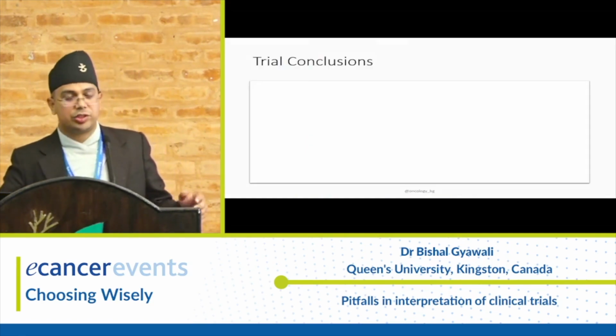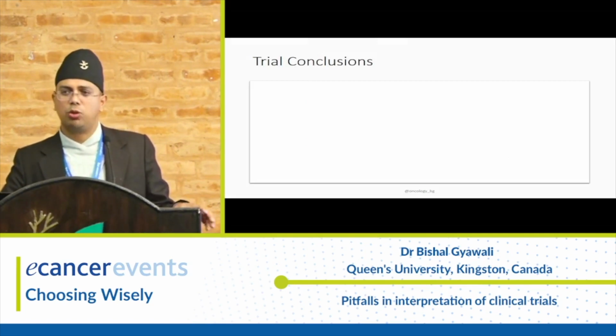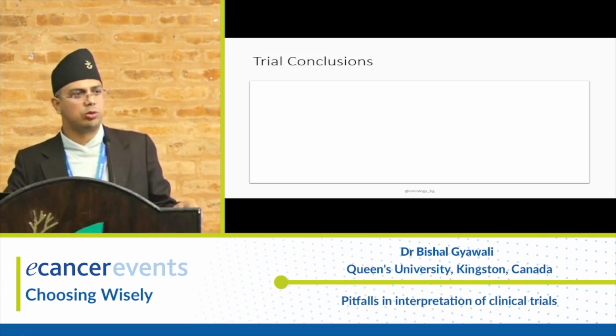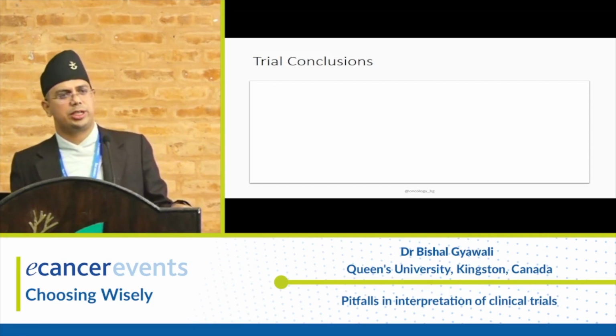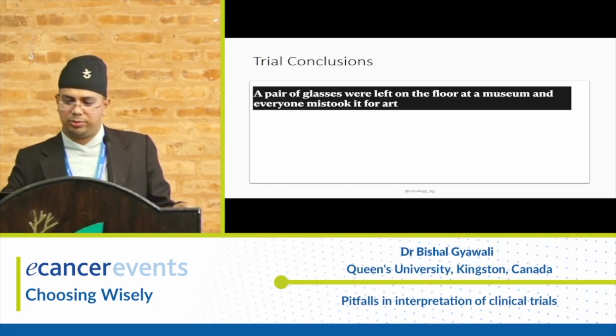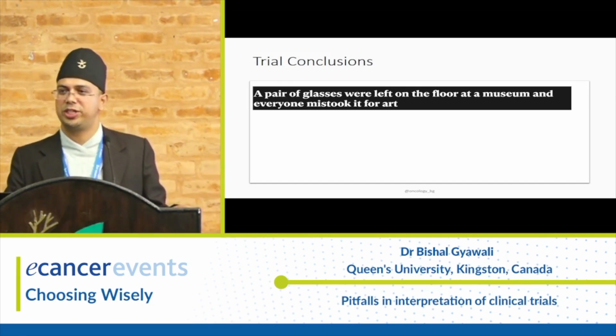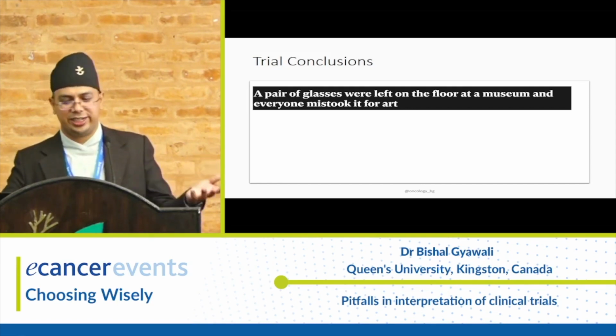Okay. Then trial conclusions. When do you read the trial conclusions? I think that you should make your own conclusion after reading the paper. I don't think you should read the conclusions of the authors, because people can interpret data in different ways. This is an actual news: a pair of glasses were left on the floor of a museum, and everyone thought it was art because it was in a museum. It was someone forgetting their glasses.